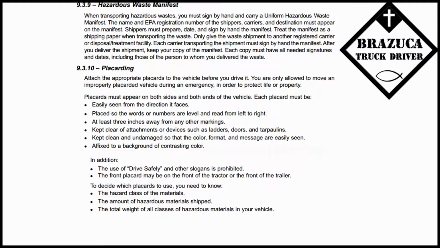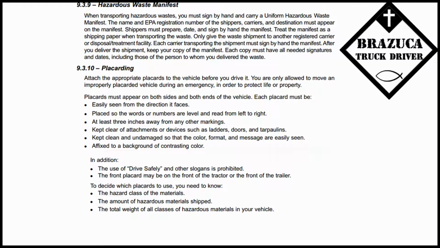Each placard must be easily seen from the direction it faces, placed so the words or numbers are level and read from left to right, at least 3 inches away from any other markings, kept clear of attachments or devices such as ladders, doors, or tarpaulins, kept clean and undamaged so that the color, format, and messages are easily seen, and affixed to a background of a contrasting color. In addition, the use of "drive safely" and other slogans is prohibited.